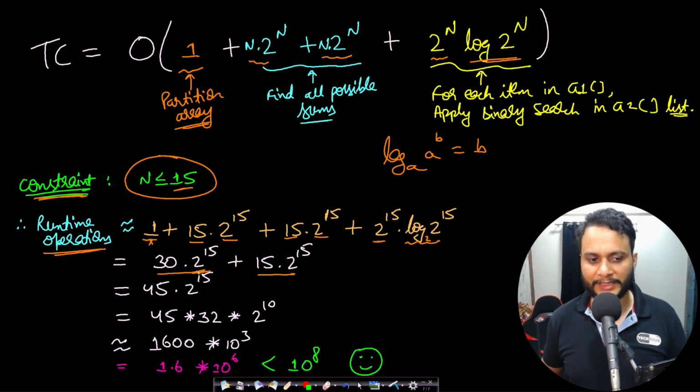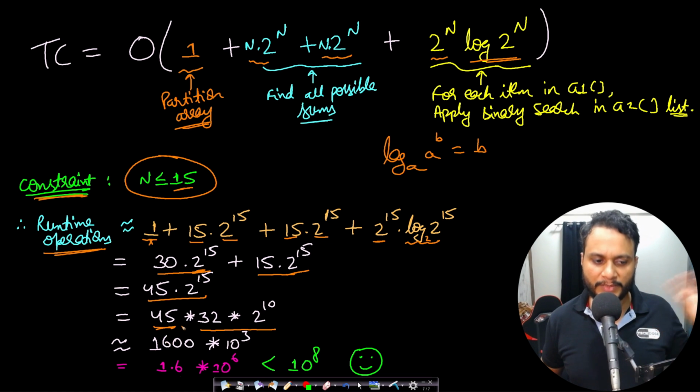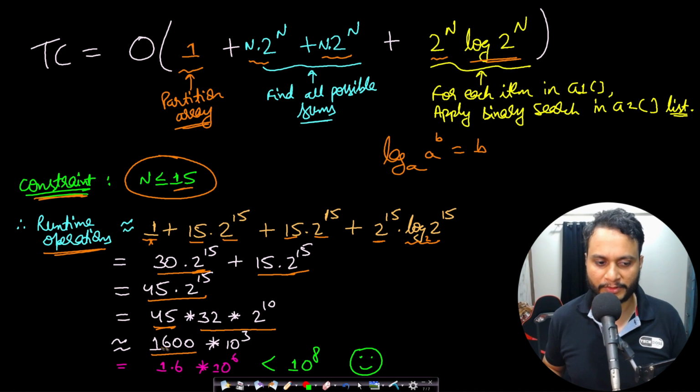With this property we can write it like this. And then we can again take common 2 to the power of 15, and it will be 45 times 2 to the power of 15. If you break it up, 2 to the power 15 will be 2 to the power 5 into 2 to the power of 10. So this is 32 times 2 to the power 10, and 45 comes from here. I'm just approximating the values, taking a little bit higher value only. So this is 1600 into 10 to the power of 3, and that makes it 1.6 into 10 to the power of 6. Fine. And we will assume that 10 to the power 8 operations is 1 second. So definitely this is going to run within 1 second.